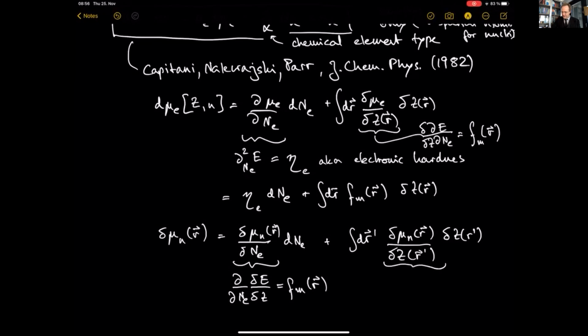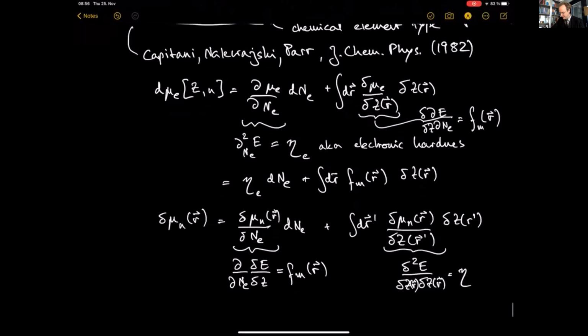And similarly here, you see that this is the second order derivative of the energy with respect to nuclear charge at R and at R prime. And so this is something like a nuclear hardness, okay, which must be some sort of kernel. To the best of my knowledge, this paper is the first one to discuss the nuclear hardness in the literature.